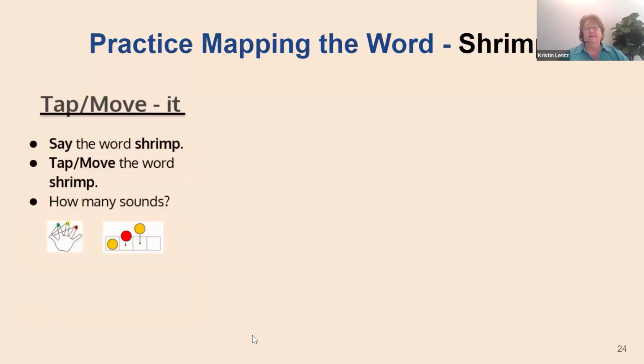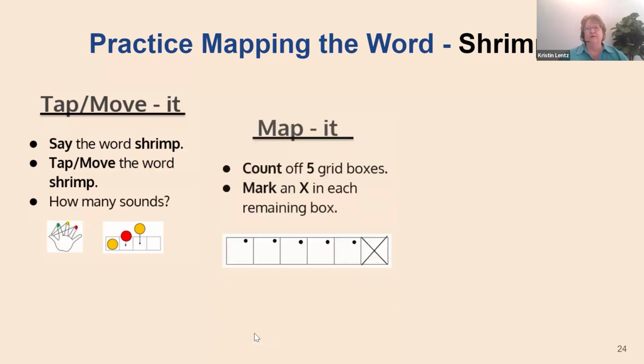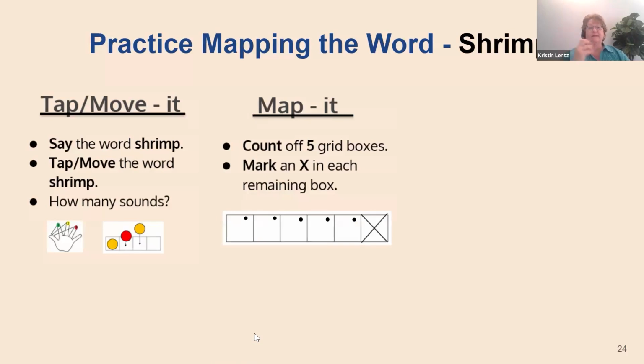All right, so I want to show an example of how I would map a word, shrimp. Now, shrimp is a word that has both a digraph and actually not just one blend, but two blends. It has a digraph blend and then a regular blend at the end. So I might, again, start off by tapping it. Right? Shrimp. So I had 5 sounds. Or maybe I'm skipping the tapping part now and we're going right to mapping it.